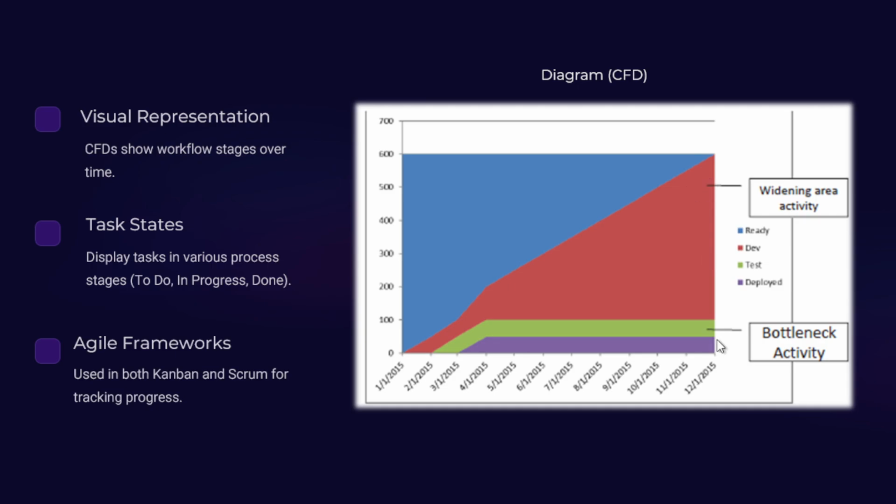So the bottleneck activity goes after the widening area activity. As we have in our example here, we have bottleneck activity in the green section, which is in the testing phase. So this widening area activity keeps increasing, and we also call it the bottleneck activity, where you need to take action on the main bottleneck: why it's not moving, and why this area is getting wider, as you could see here.